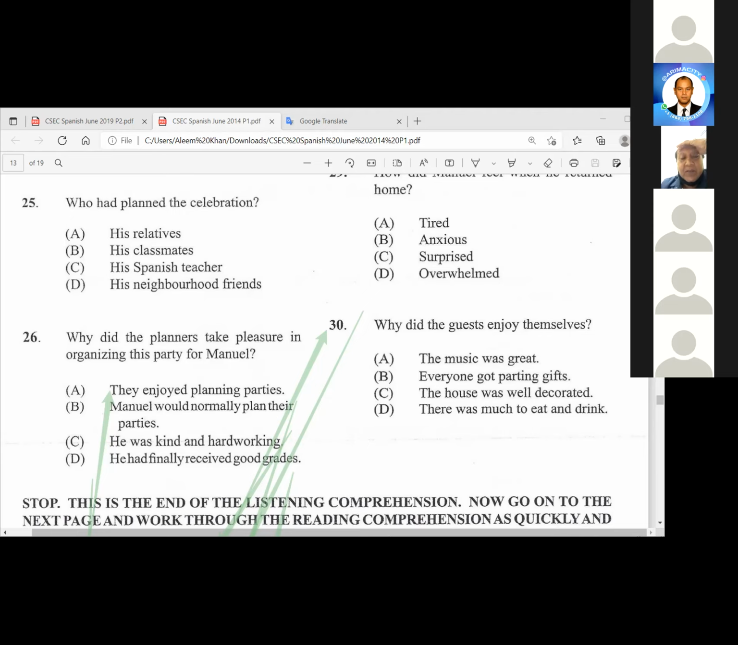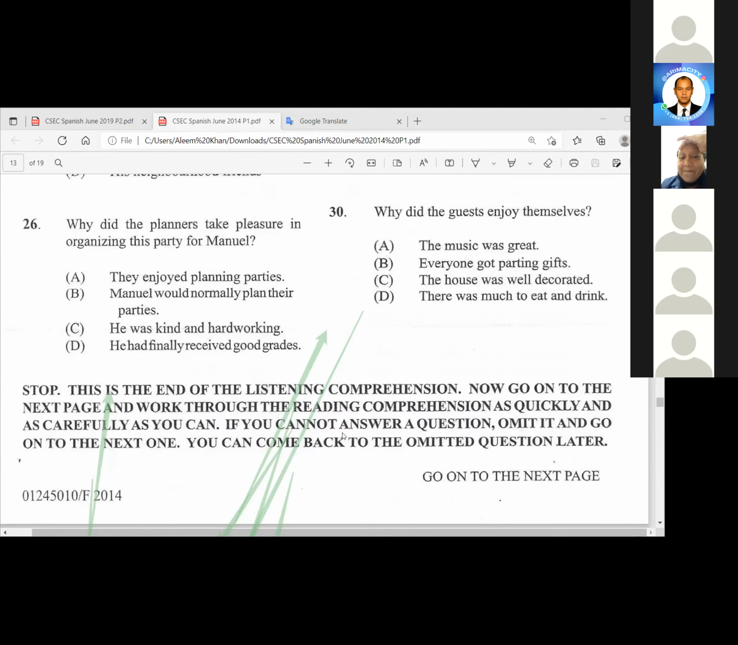Who planned the celebration? Is it D? Which one? D like one, two, three, four? Compañeros is companions. Salón is classroom. Right? So try again. B, correct. Yes, his classmates. His classmates plan the celebration. Okay, 26. And we're on to Kelsey.